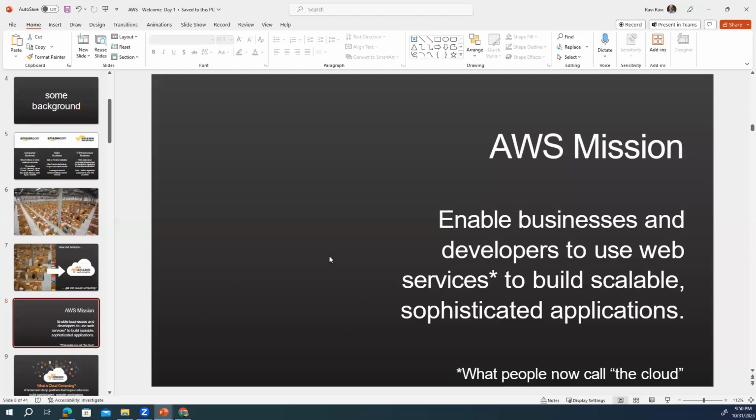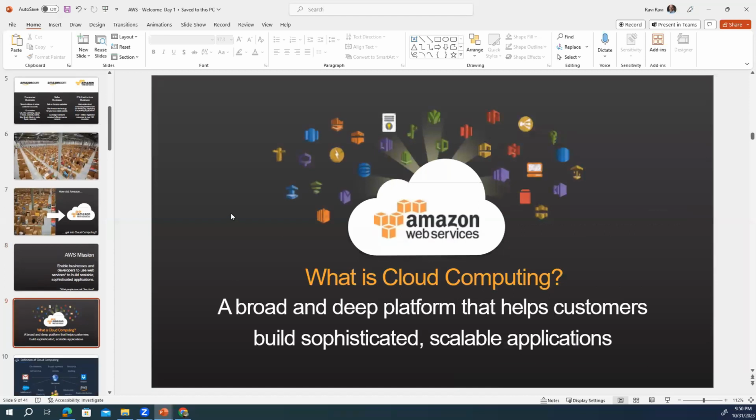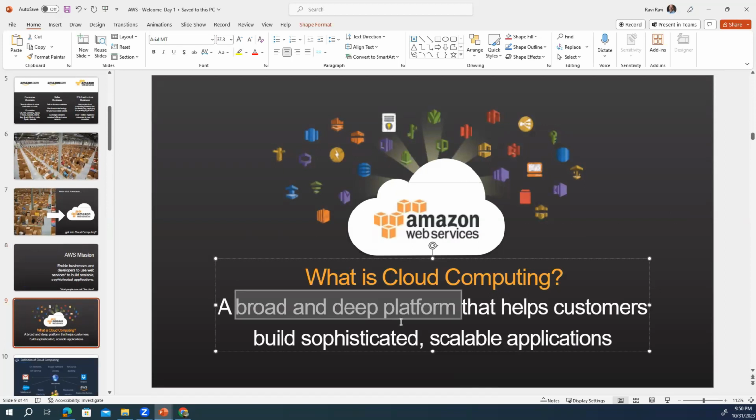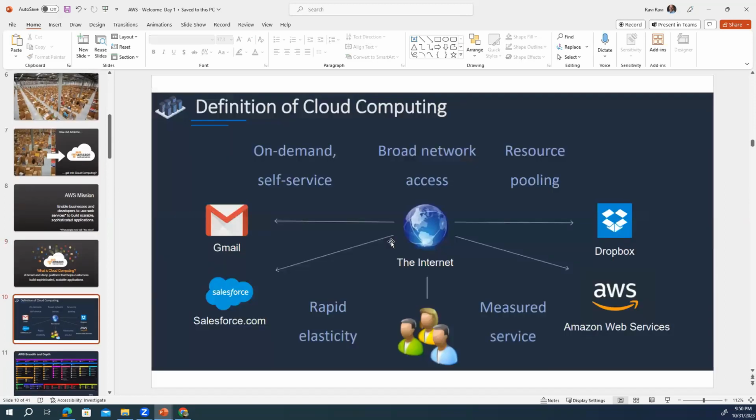Now we call this a cloud. If you want to understand what cloud computing is, it is a broad and deep platform that helps customers build sophisticated and scalable applications, whether your applications are Java, Python, database, data warehouse, analytics, streaming, IoT, blockchain, anything. Everything is going to be created using Amazon Web Services.